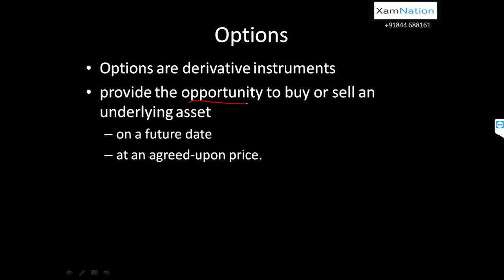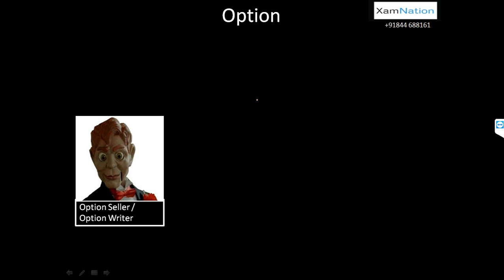They provide the opportunity to buy or sell an underlying asset on a future date at an agreed price. This is equivalent to your forward or futures. But the word which makes an option different from forward and futures is opportunity. Or option, the word itself, that person has the option, he does not have the obligation to do the things. This is best understood by this figure.